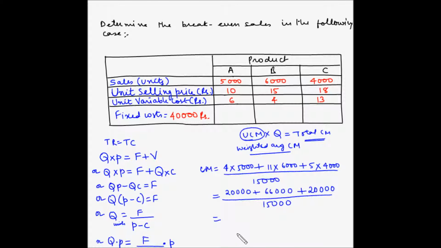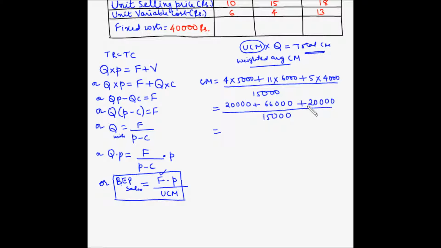So this is equal to, now 20 plus 20 is 40, 40 plus 60 is 100, 100 plus 6 is 106. So this is 106,000 divided by 15,000. So we can cancel these three zeros. So this is equal to 106 divided by 15. Now this is nothing but the weighted average contribution margin, which is nothing but the unit contribution margin.